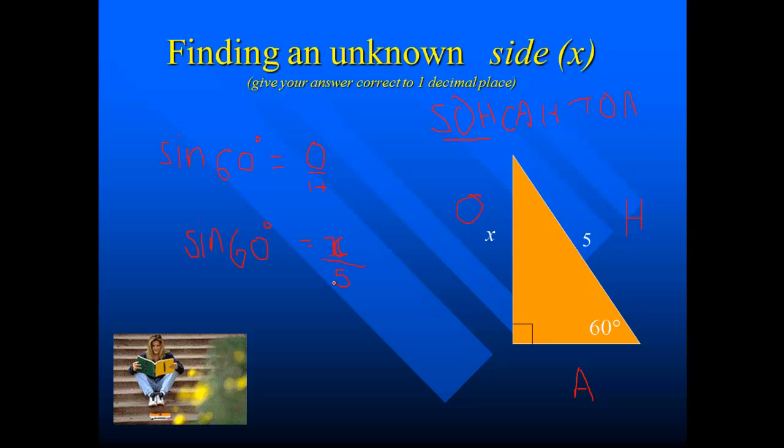Now, we're coming back to equations and algebra. Because I'm dividing by 5, when I move it to the other side, I'm going to multiply by 5. So 5 times sine 60. Note how my times and my x do not look alike. Now use your calculators and type in 5 times sine 60 to give me 4.3 to 1 decimal place, according to the question.